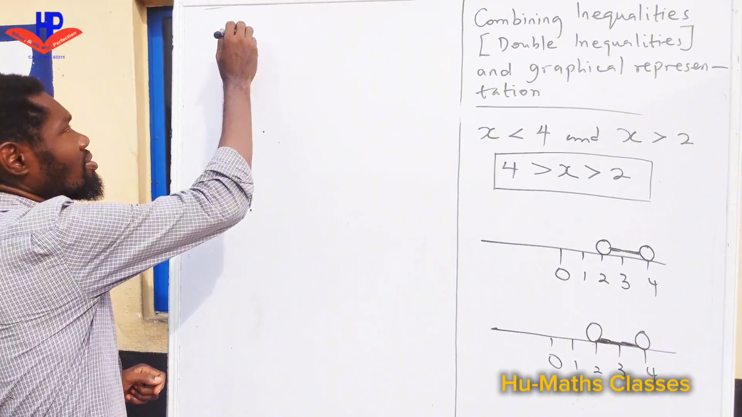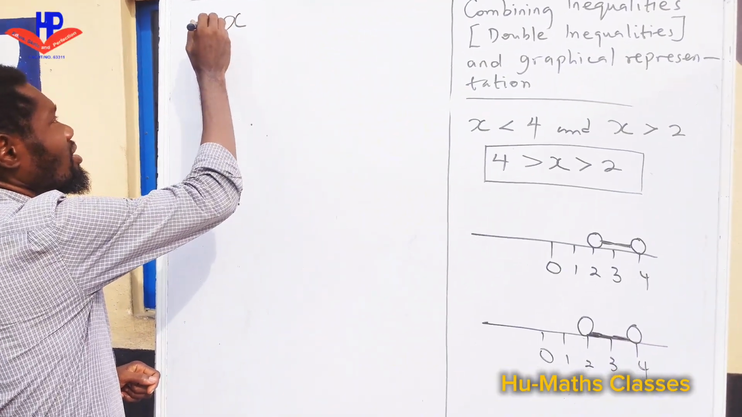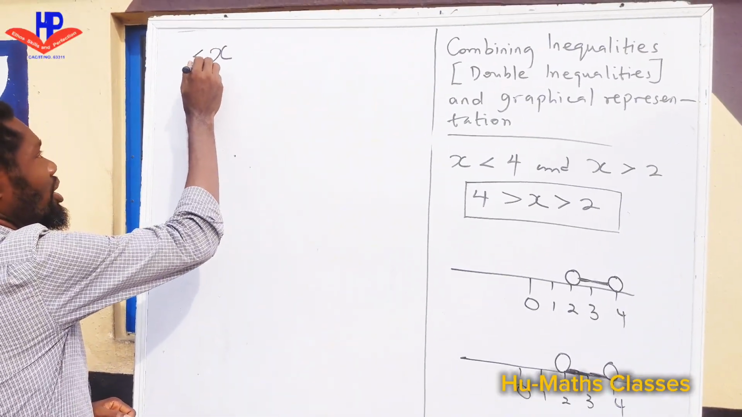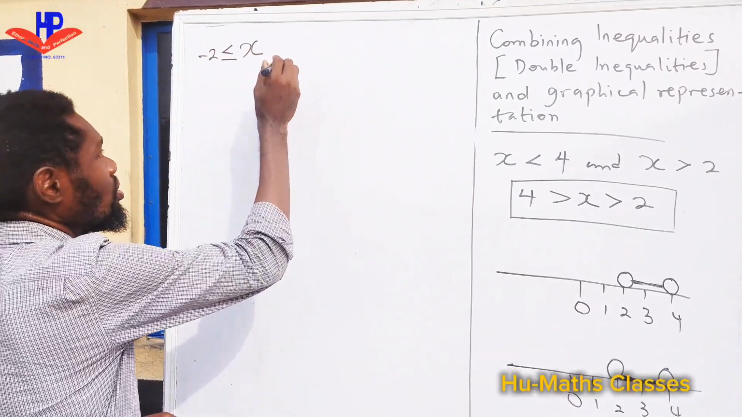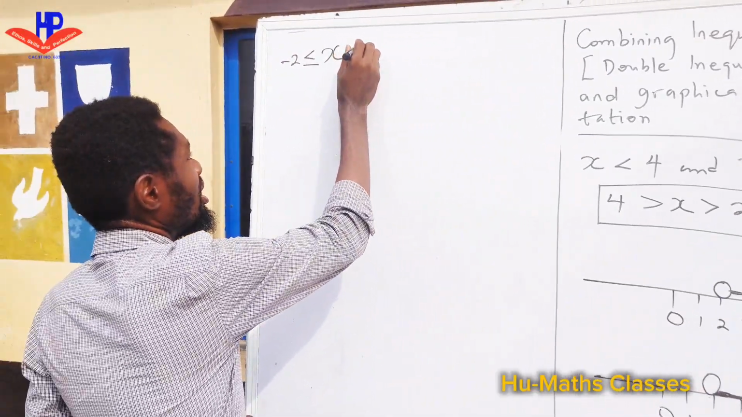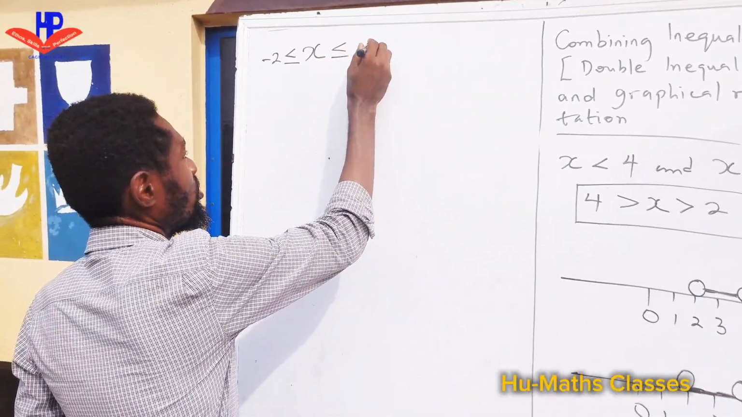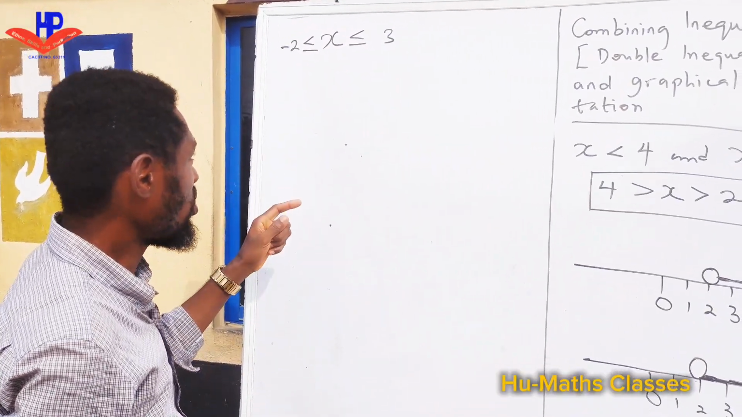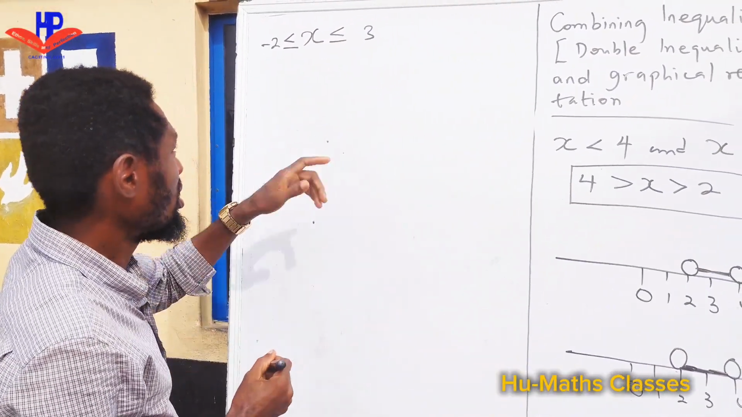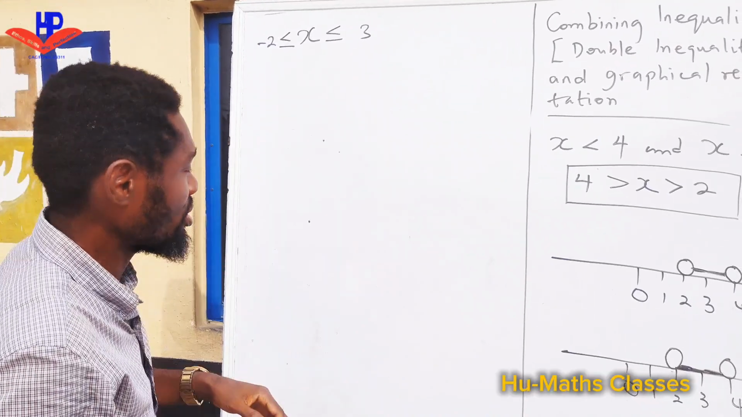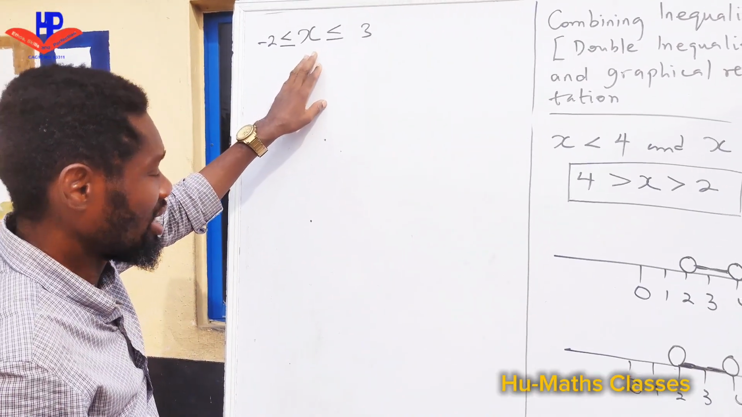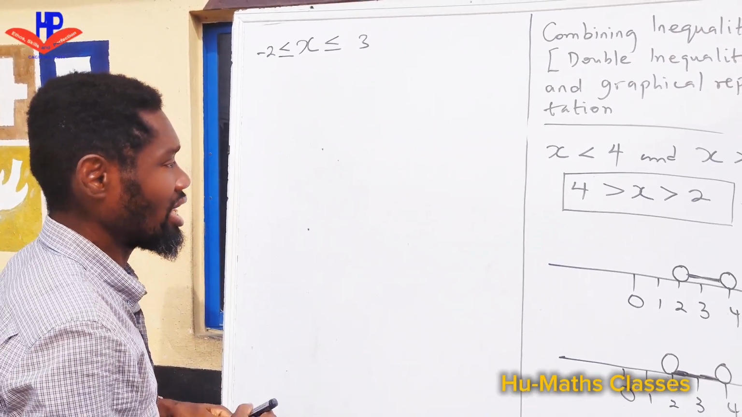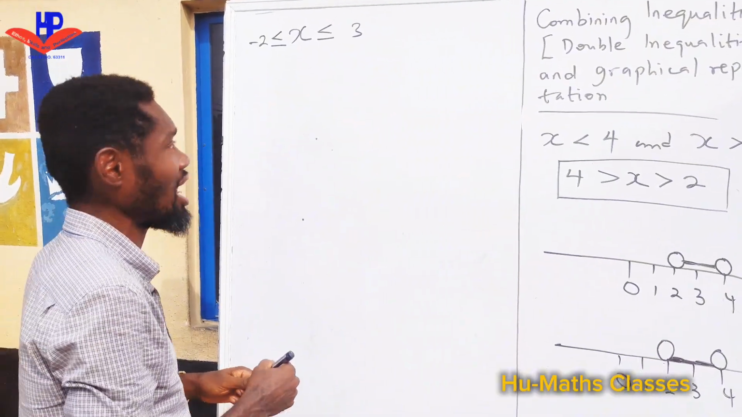We have x greater than or equal to minus 2, less than or equal to 3. That is the inequality we have on the board. How do we get our graph or represent it graphically?